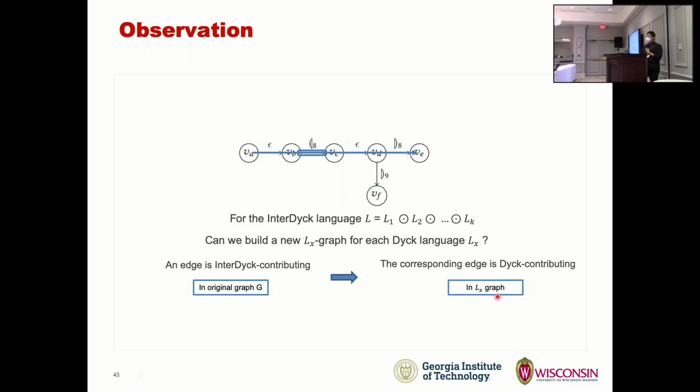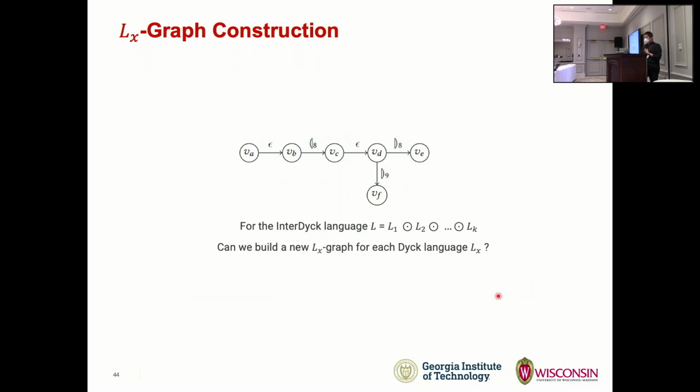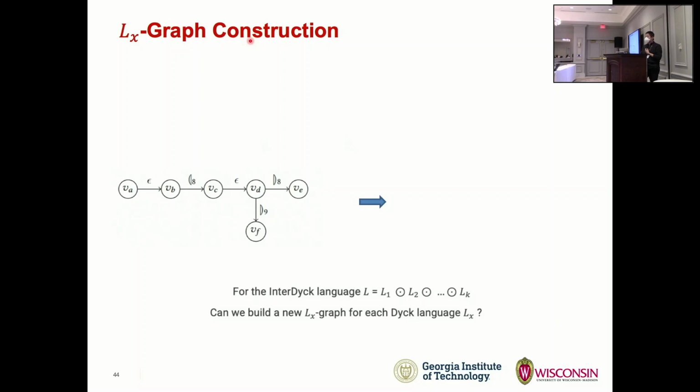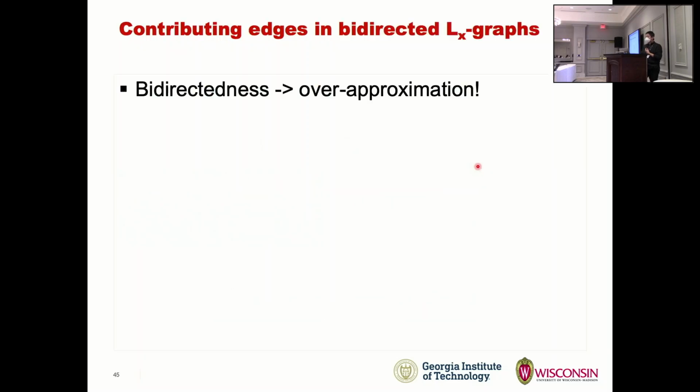So the problem then becomes computing the Dyck-reachability in the LX graph. Okay, so how can we do that? Apparently we can solve it using the general CFL-reachability, right? But as mentioned, if we treat it as a CFL-reachability problem, it will basically involve a cubic time solution. Recall that this is a directed graph. Unfortunately, Dyck-reachability also has a cubic time lower bound. So theoretically, we cannot solve it faster.